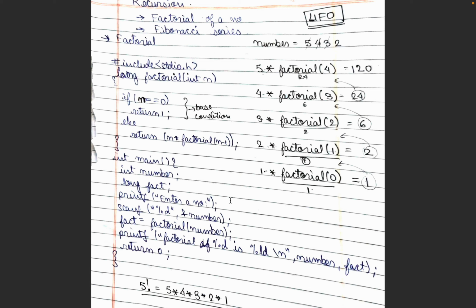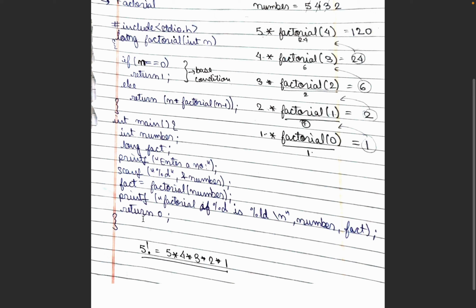So this will be returned to factorial of this number. This function call will be stored into fact. So fact is now containing 120. Now this statement is over. Now this statement is absolutely over. Now we will go to printf.